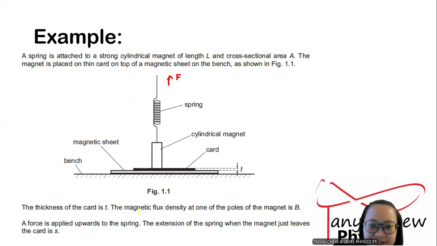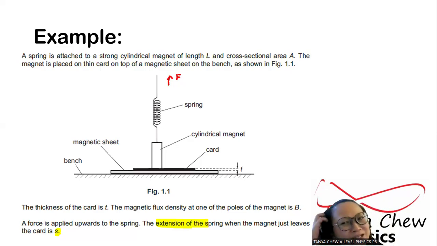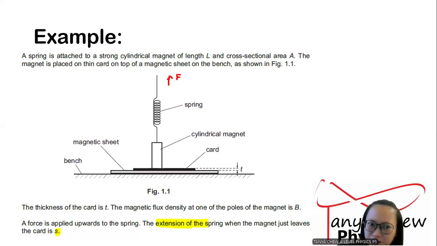Compare, okay? S is the extension of the spring. Extension of the spring, you cannot just read it just like that. You have to determine the initial length of the spring and the final length of the spring. Then only you find the difference between initial and final length of a spring to determine your extension. This is so troublesome, don't you think so? So I would not choose S to be my independent variable.